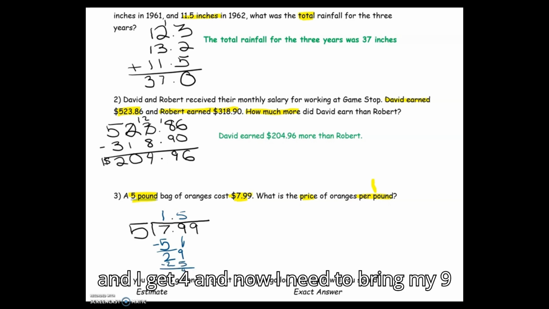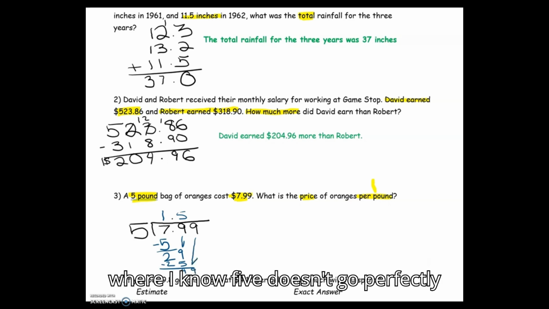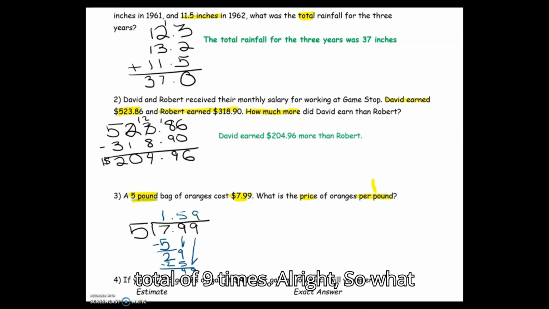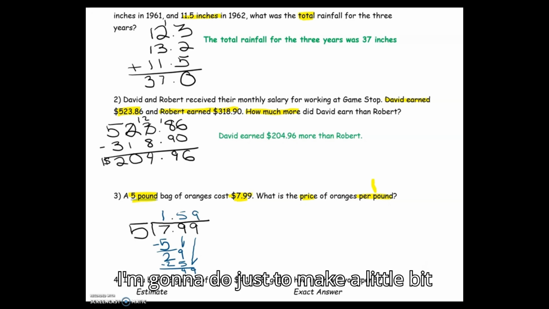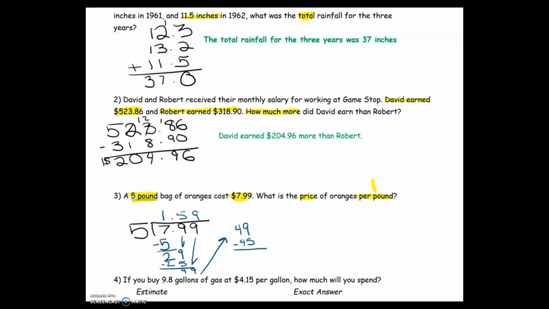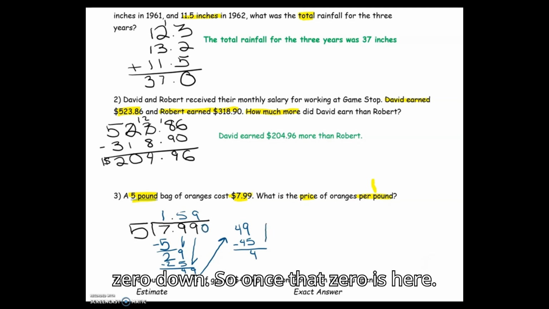And I get 4. And now I need to bring my 9 down. I'm in the same exact scenario where I know 5 doesn't go perfectly into 49, but I know 5 goes into 45 a total of 9 times. So just to make a little bit more space, I'm going to bring a little arrow up here. I'm going to have my 45 subtracted from 49. Once we subtract that, we get 4. But since there were no numbers to write after our $7.99, that's where you add in a 0. And you bring that 0 down.